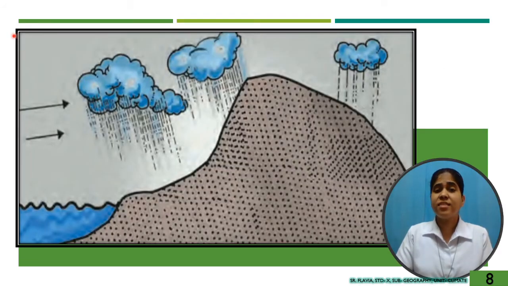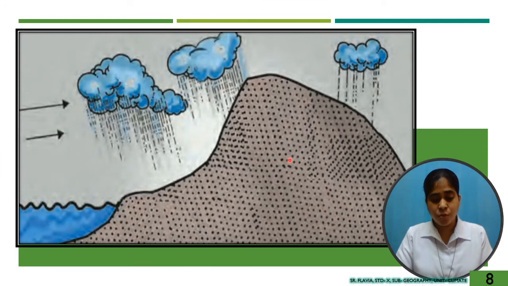So let us understand this better with the help of a diagram. So you see in this diagram, the winds are coming this side. So the direction from where the winds are coming will get more rainfall. And when the winds and the clouds have to cross the mountains, the higher they go, their moisture and carrying capacity decreases. So this area will get less rainfall.